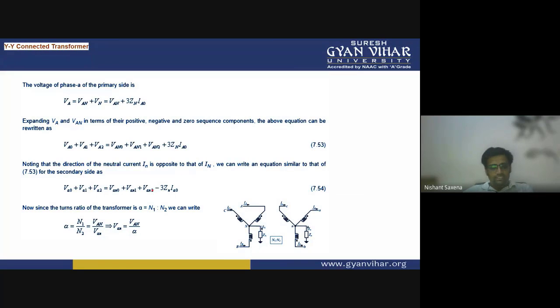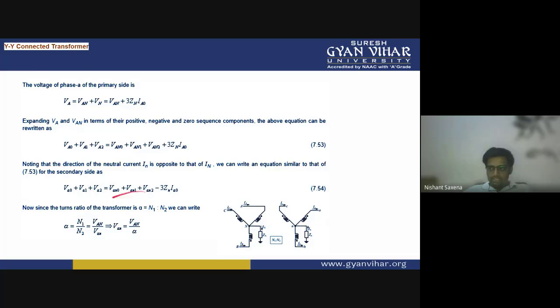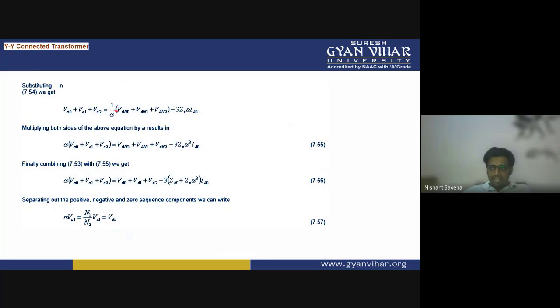Now we have assumed that the turns ratio was alpha, which is equal to N1 upon N2, which can be rewritten as VAN upon VAN for the secondary side. Now, if we find the VAN for this, it will be VN upon alpha. Now, substituting this in 7.54, we will get that the sum of the positive, negative, and zero sequence components of the voltages for phase A will be equal to 1 upon alpha times the sum of the positive, negative, and zero sequence components for the phase A to neutral voltages minus 3Zn into alpha into I0.